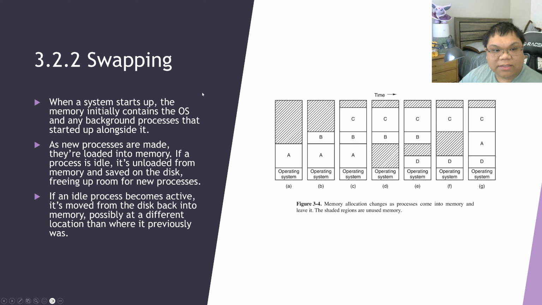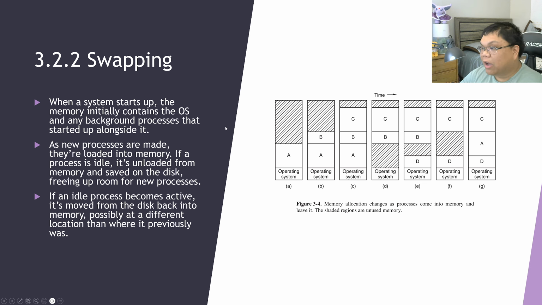When a system starts up, the memory initially contains the OS and any background processes that are started up alongside it. Here we're going to assume that the operating system is at the bottom end of memory, and now we have process A. As new processes are made, they're loaded into memory. If a process is idle, it is unloaded from memory and saved on the disk. This frees up space for new processes. If an idle process becomes active again, it's moved from the disk back into memory, possibly at a different location from where it previously was.